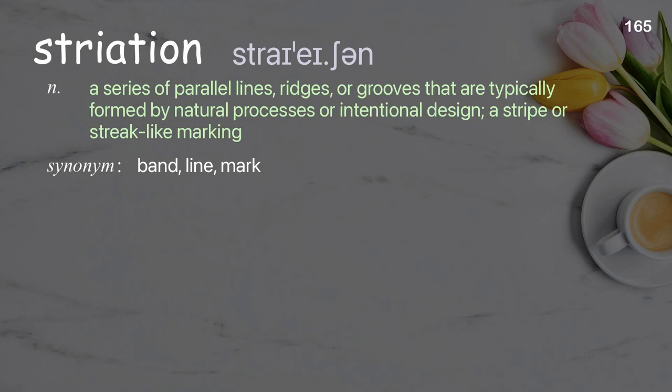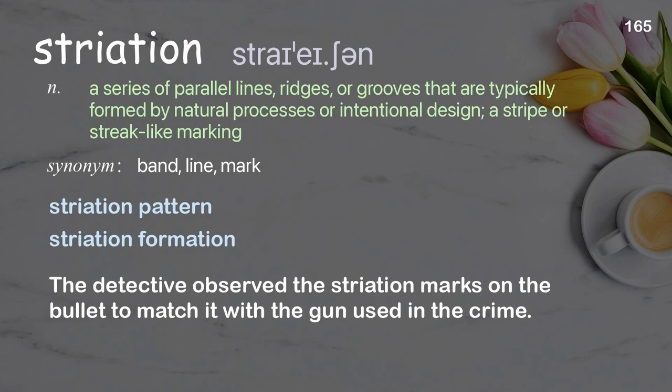Striation. A series of parallel lines, ridges, or grooves that are typically formed by natural processes or intentional design, a stripe or streak-like marking. Examples: Striation pattern. Striation formation. The detective observed the striation marks on the bullet to match it with the gun used in the crime.